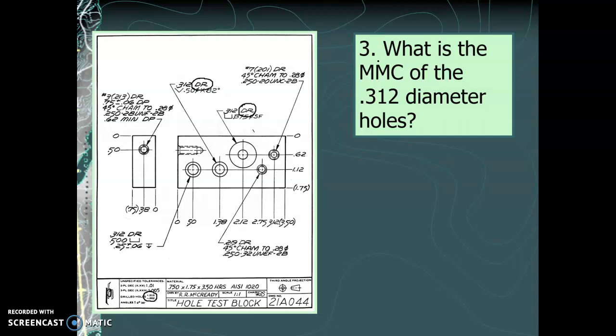0.002. So at MMC, we have more material. More material surrounding a hole makes the hole smaller. So 0.312 minus, our tolerance here says minus 0.002 in the small direction, leaves us with 0.310. So that's the MMC of that hole.